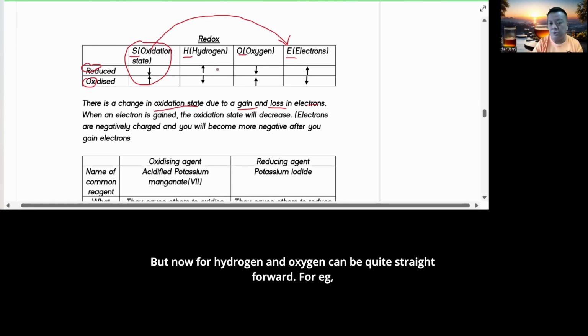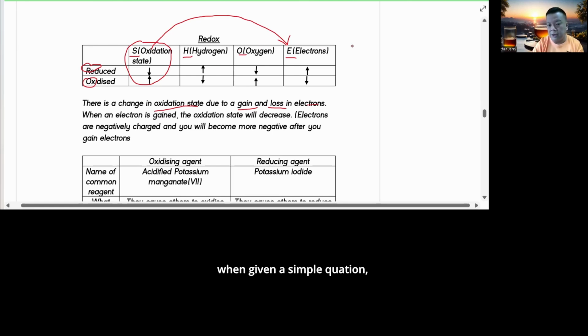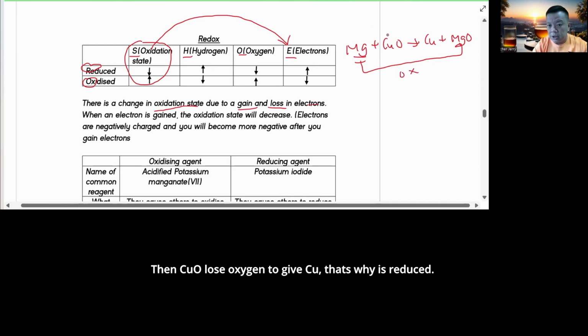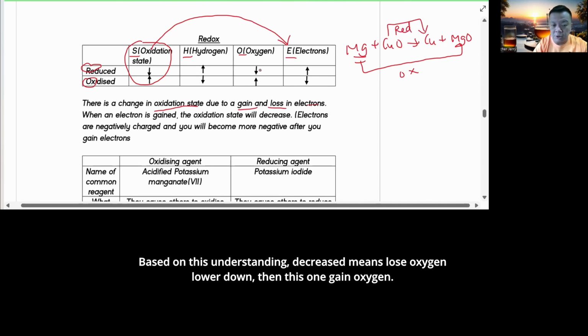Now, for hydrogen and oxygen, it can be quite straightforward. For example, if I give you a simple equation: Mg plus CuO, copper 2 oxide, and you get copper and MgO. We will say that Mg is oxidized because it gained oxygen to become MgO. Then CuO loses oxygen to become Cu, that's why it's reduced. It's based on this understanding: decrease means lose oxygen, arrow down, and this one means gain oxygen.